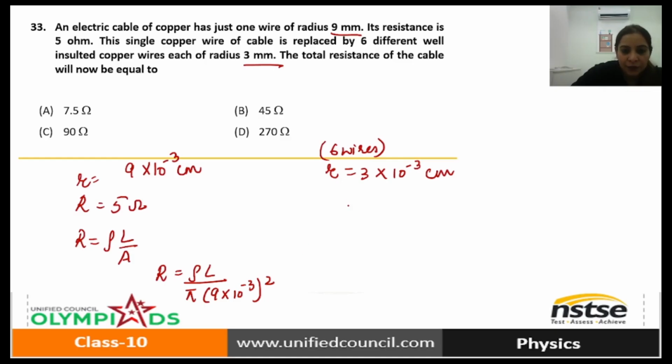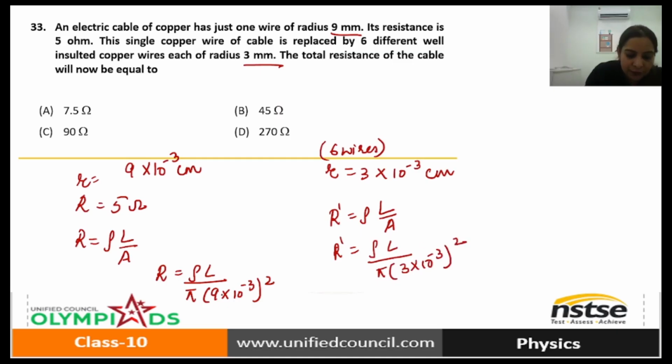Now finding it for another wire, it comes out to be rho L upon A, and area would be pi r square, that is 3 into 10 raised to power minus 3 square. Now if you solve for this, putting the values, it will come out to be 5 ohm, because rho is the same if the wire is the same. The wire is made up of copper only, therefore rho will remain the same. Solving for this, you will get that it is equal to 45 ohms.